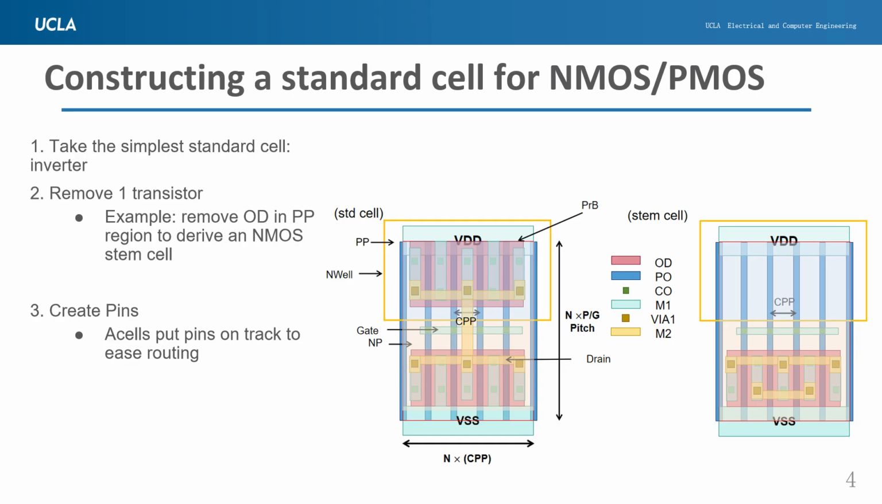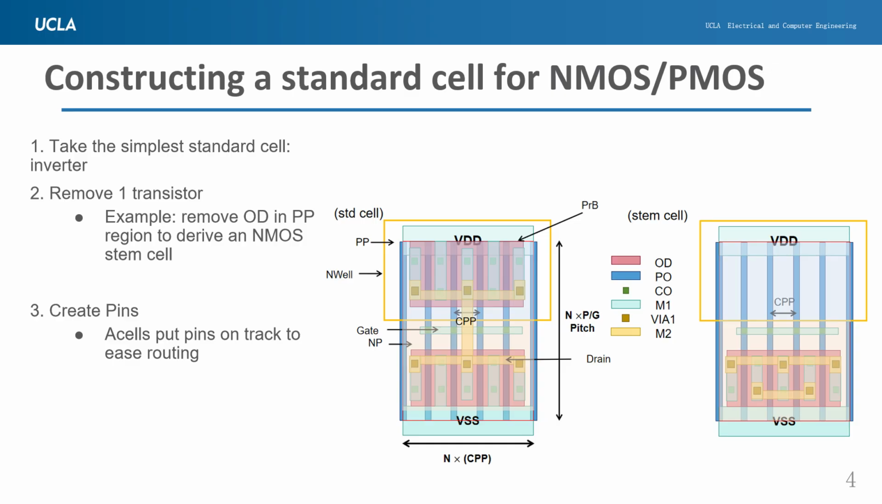So exemplified here is how to derive an NMOS stem cell from an inverter standard cell, where we can see that the OD region, the active region in the P implanted region, is removed, and only the OD in the N implanted region is left here. So this is how a standard cell for NMOS is derived from an inverter standard cell.